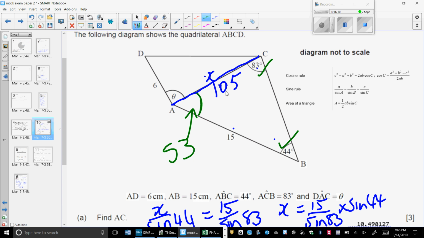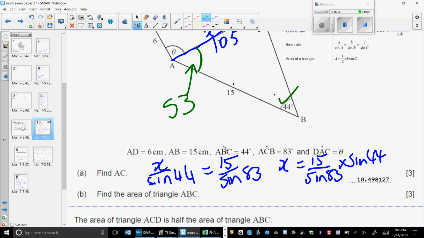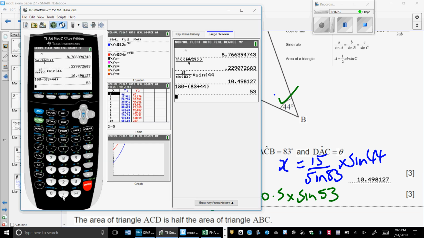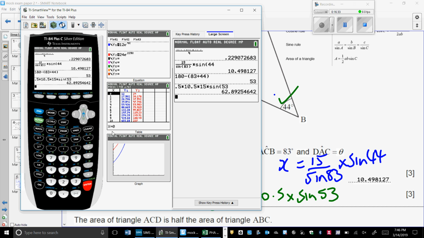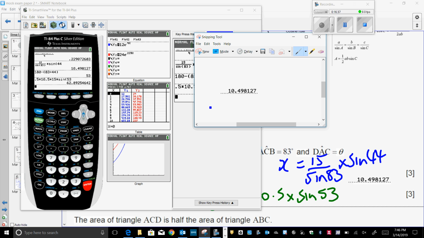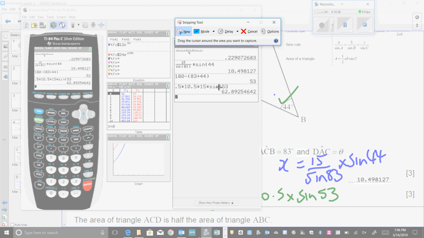So now we've got two side lengths and the angle surrounding it, so it's going to be half times 15 times 10.5 times sine 53. There we go. 62.9.